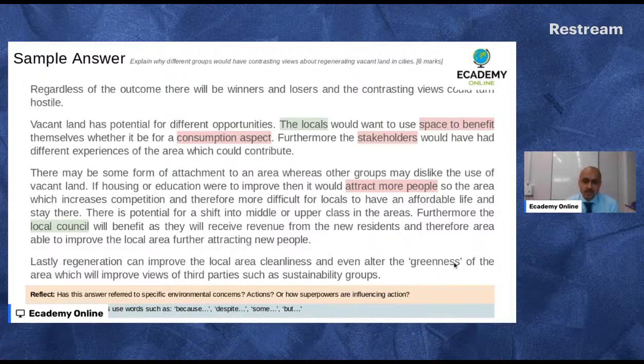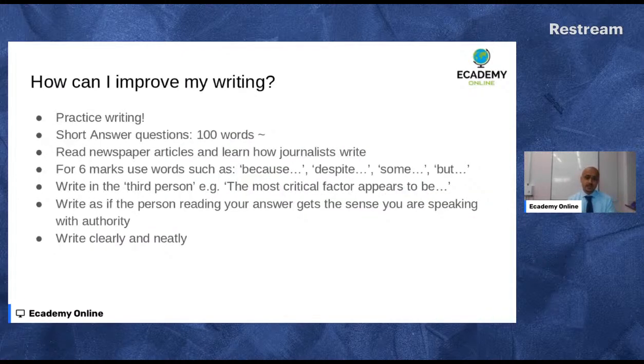So how can I improve my writing? First of all, practice writing. I've said this time and again. For short answer questions at A-level, you need to be writing about 100 words, okay? So for you, it will be different depending on your handwriting size and so forth.